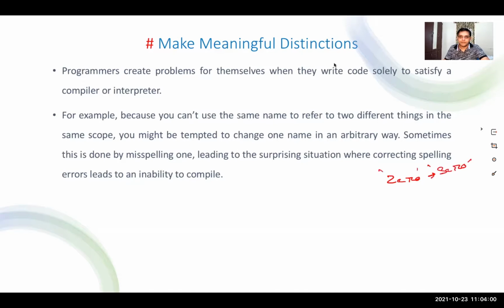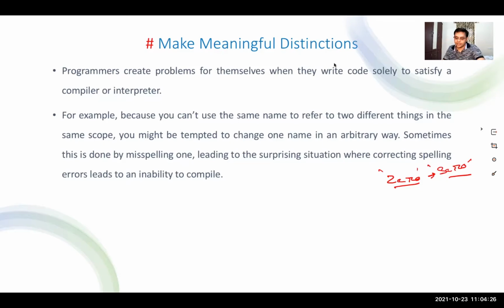Compiler will be happy. Why? For the compiler, these two are distinct things, distinct names. But for us, there is no meaningful distinction. So if you are using the same name for two different things in the same scope, and you just use small changes, misspelling something or doing some kind of trick to satisfy the compiler.